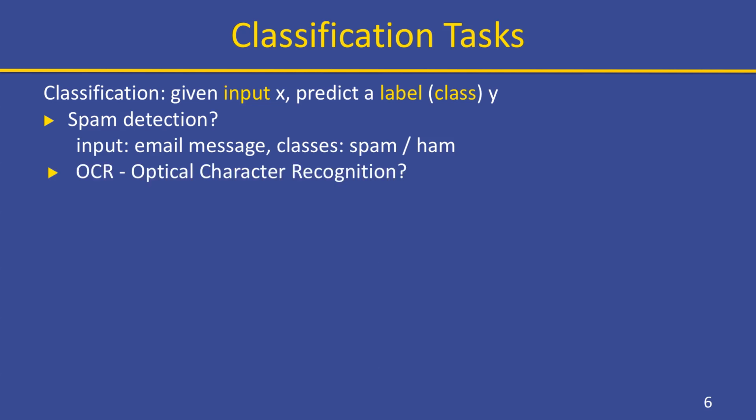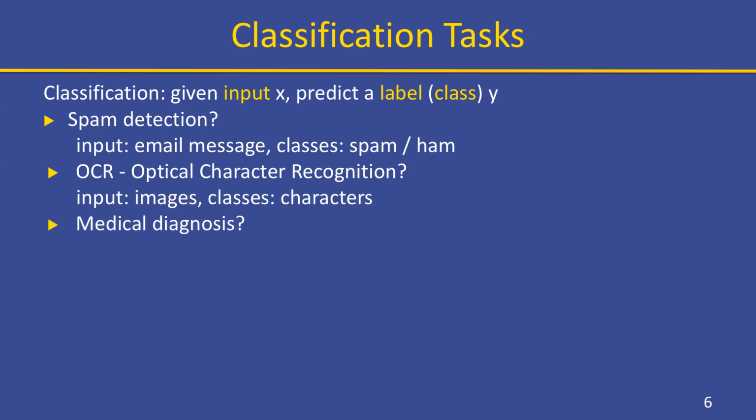OCR, or optical character recognition, is another example of classification. Here we have an image, which is a picture of the handwritten character. And our classifier has to predict the actual character. Is it an A? Is it a B? Or is it a digit? In our homework, we'll have a digit recognition classifier that will take as input handwritten images of digits, and the output here is one of 10 possible classes, 0 through 9.